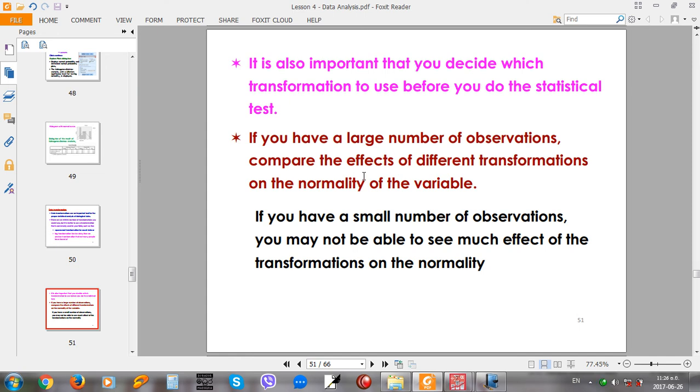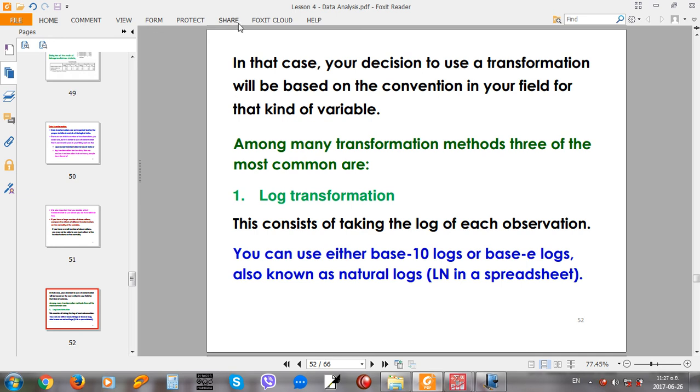Compare the effect of different transformations on the normality of the variable. If you have a small number of observations, you may not be able to see much effect of the transformation on normality, right? If the number of data in the data set is very low and you do the transformation, you can't see much difference, but if the data set is very large, you can see the difference. In that case, your decision to use the transformation is based on convention for the kind of variable.